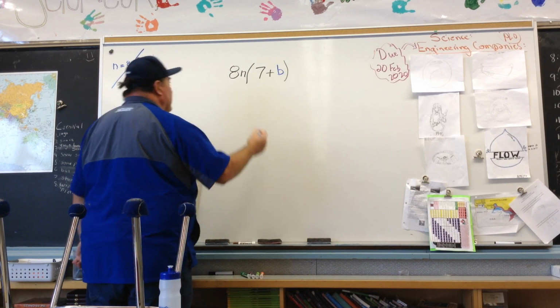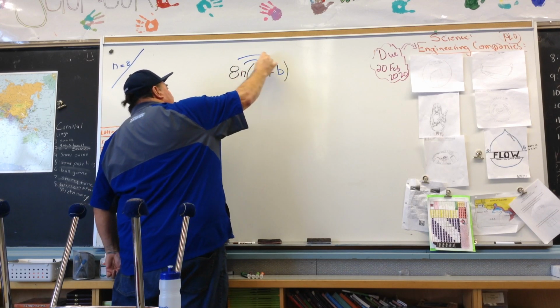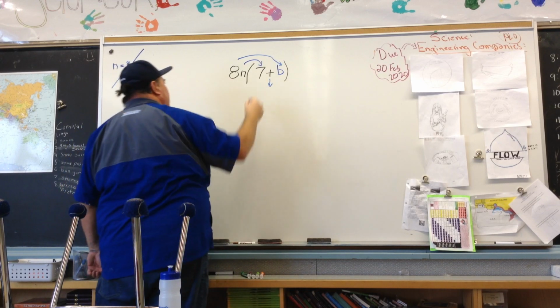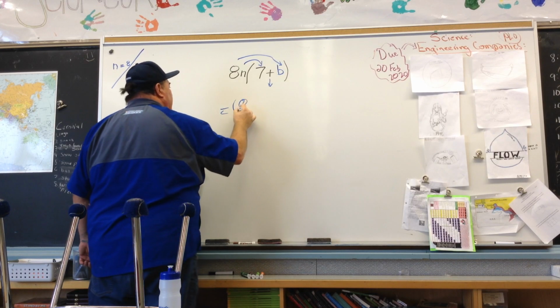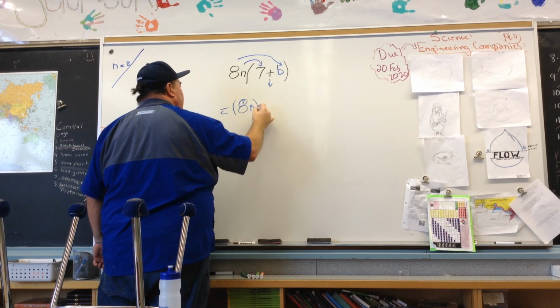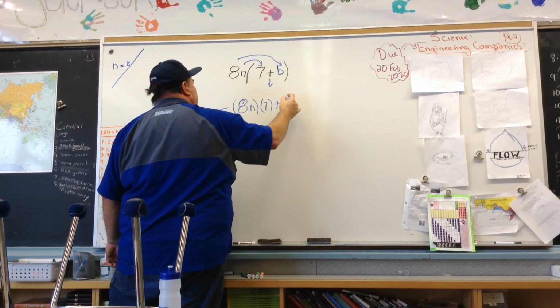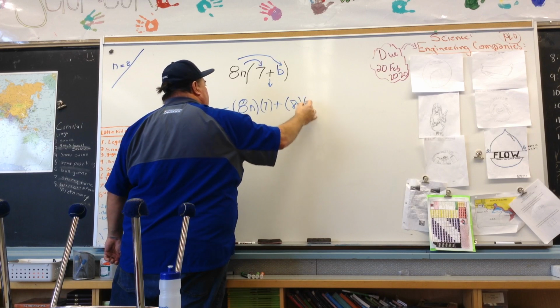So factoring this, again, we distribute 8n against that, and then after dropping the same operational sign, we go against that. So what do we have? Bracket equals 8n times 7 plus 8n times b.